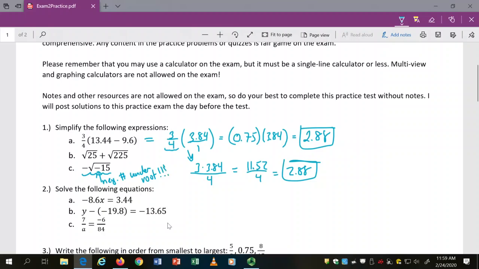Right? So that's not possible. So C, this would be one of those that we would consider not a real number, because you can't take roots of negative numbers. Not possible. The one above it's fine though, because you can take the root of 25, you can take the root of 225, and then you can add them up. No problem there.